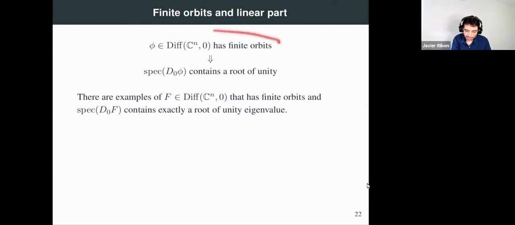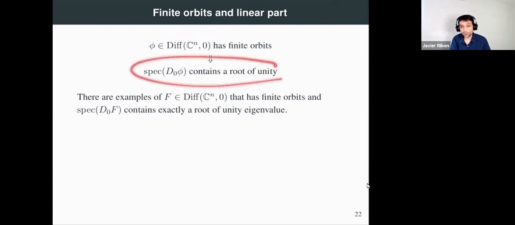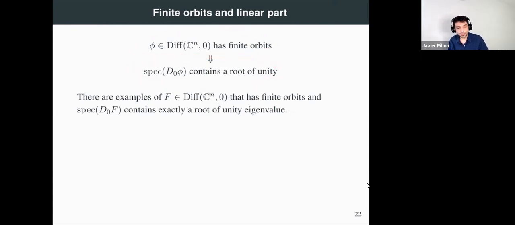We do not have that finite orbits for phi implies the same property for the linear part, because it's not true that all eigenvalues are roots of unity, but we find something intermediate. We also don't find that it does not imply anything for the linear part, because the linear part has at least a root of unity eigenvalue. We find that we have at least one. So we have some kind of intermediate finite orbits property for the linear part of phi at the origin.